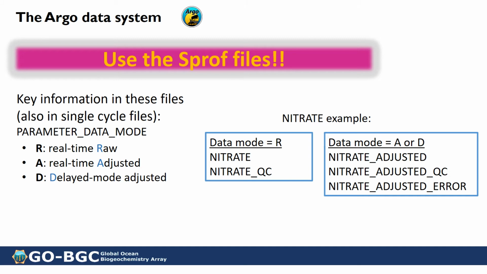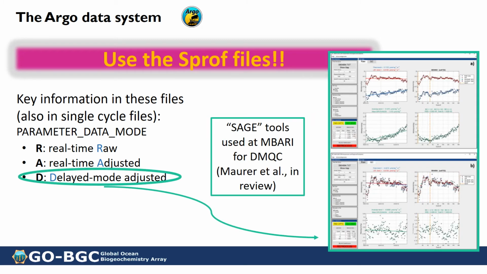Also note that the error fields, nitrate adjusted error, are only present for adjusted data. This provides an uncertainty measure of the adjusted data. Also note that any data that's been adjusted in delayed mode is assumed to have less uncertainty than data that's been adjusted in real time, with real-time adjustments propagated forward. As mentioned previously in this talk, for the highest quality data within the SProfile files, you'll want to look for delayed mode adjusted data, parameter data mode D.